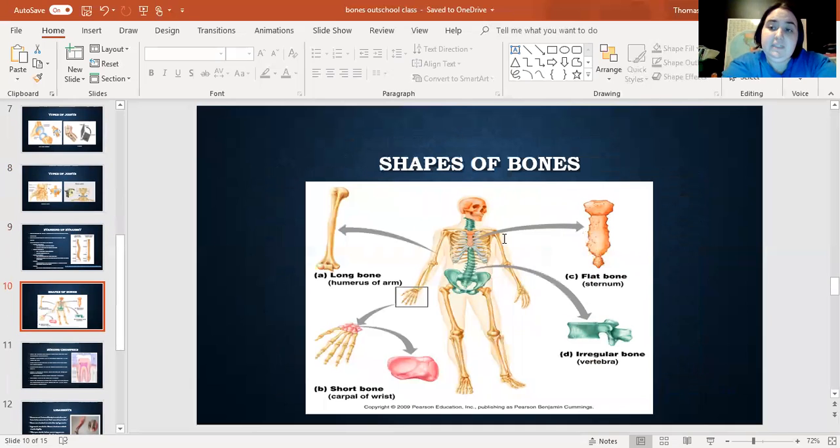So bones have different shapes because they have different purposes. Think about your arm and what it does versus your wrist, and your flat bone, your sternum, versus your vertebrae, which is an irregular shaped bone, versus your flat bone like your skull. They all have different purposes. Your long bones are normally used for movement. Your short bones are used for movement in a different way. The flat bones of your skull and sternum are used for protection, and your irregular vertebrae are used for protection as well as movement. So they're used for both.